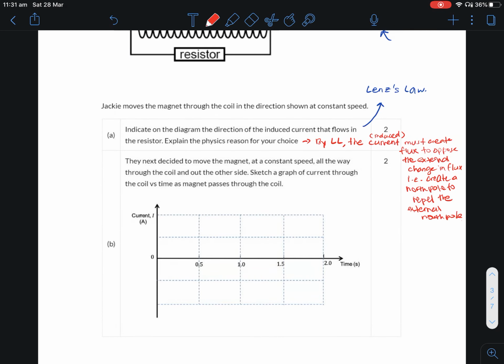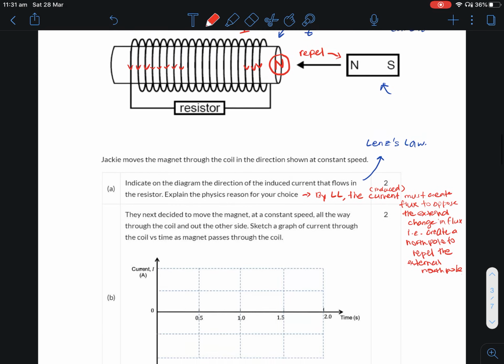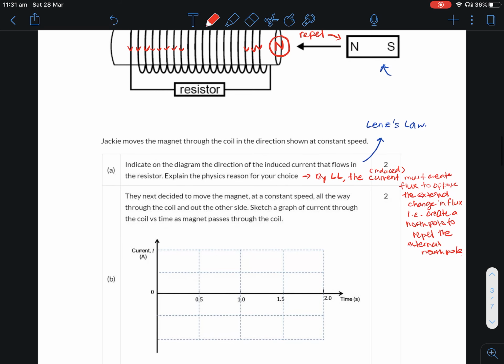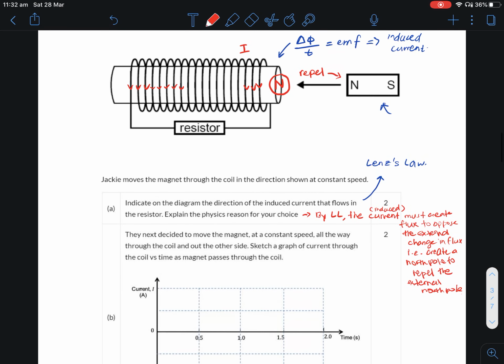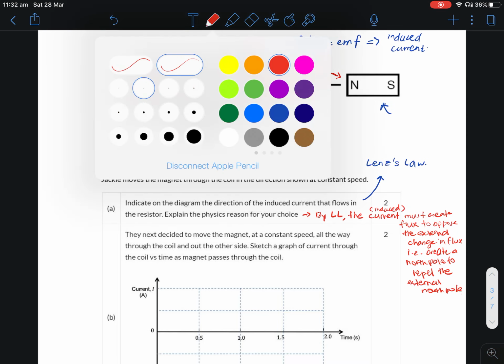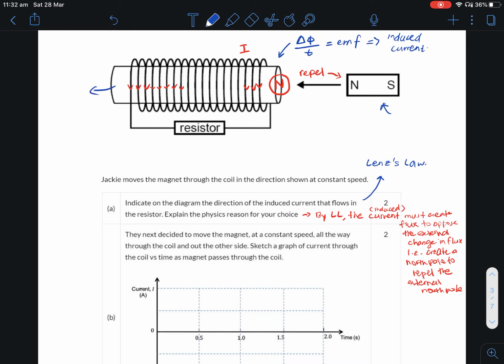Now it says in part B, they decided to move the magnet at a constant speed all the way through the coil and then out the other side. So we see that this magnet is going in, it's going in, it's going in, and then it comes out the other side. It's moving at a constant speed, just going all the way through here, right?